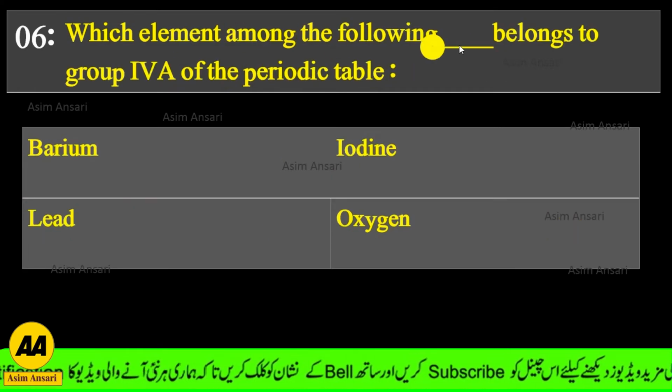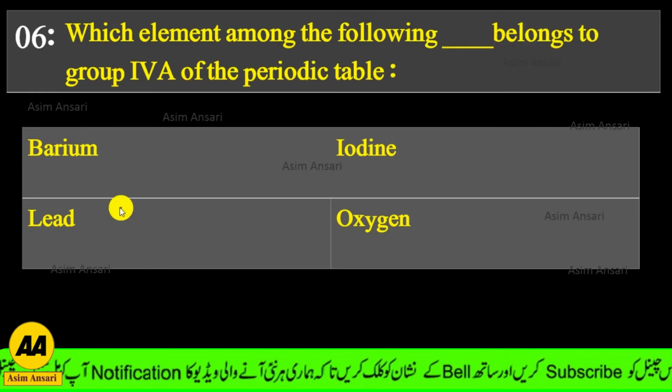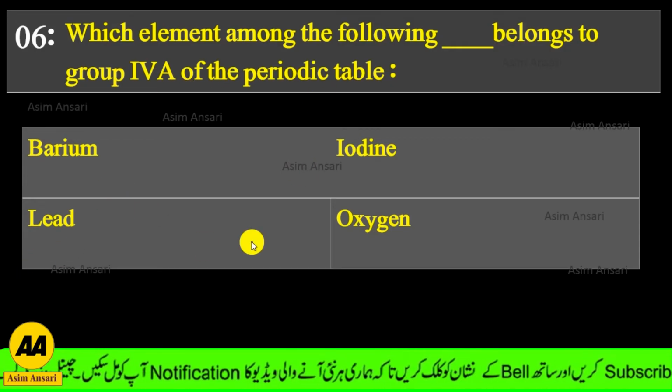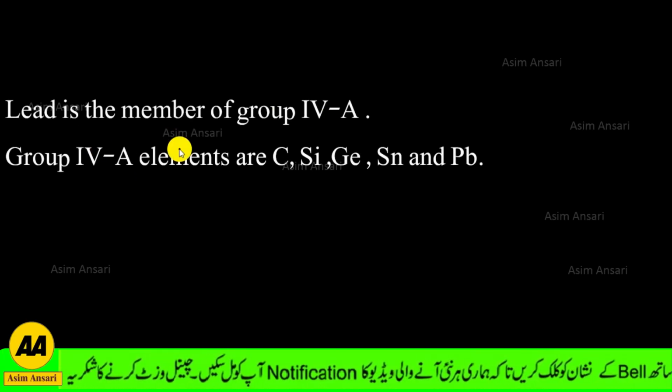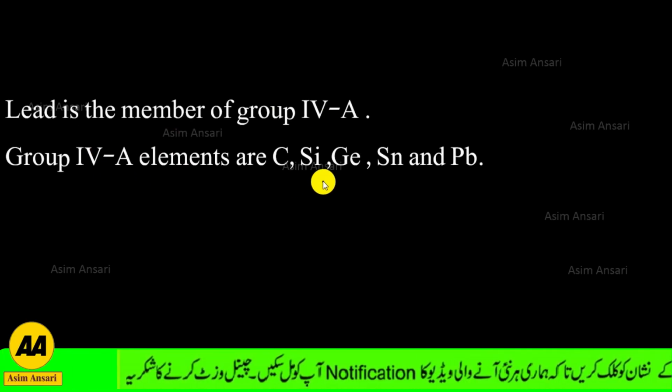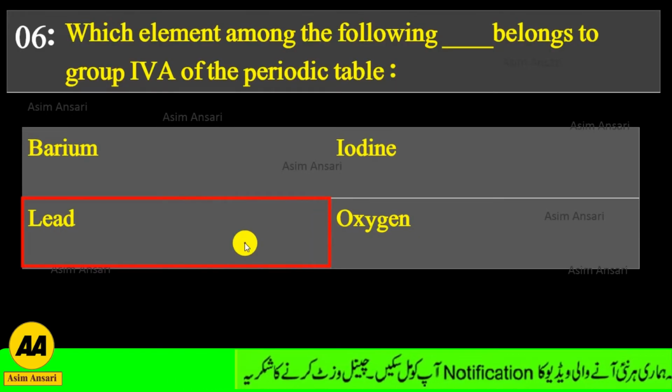Which element among the following belongs to group 4A of the periodic table: barium, iodine, lead or oxygen? Lead is a member of group 4A. Group 4A elements are carbon, silicon, germanium, Sn and Pb. So the exact answer is lead.